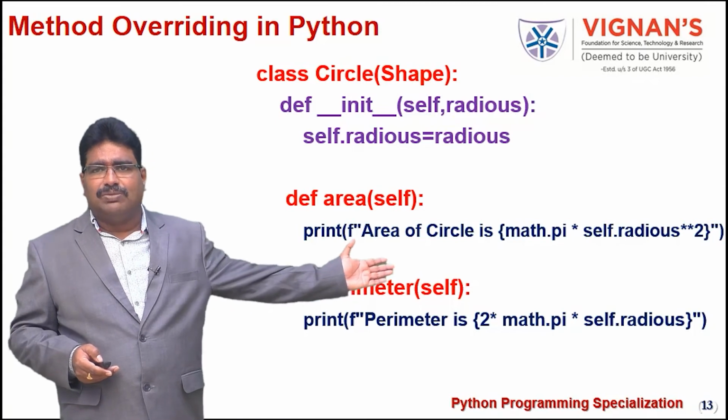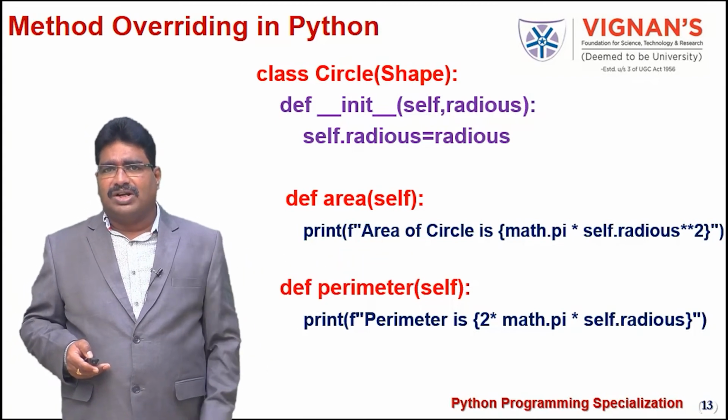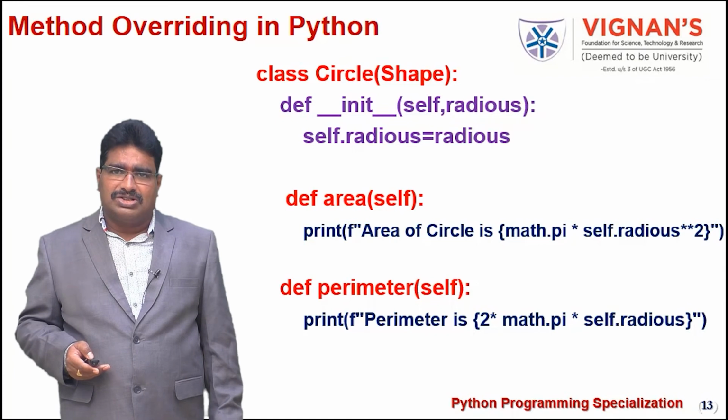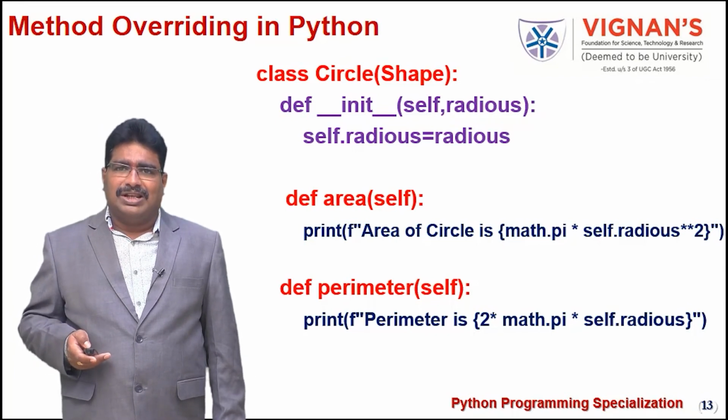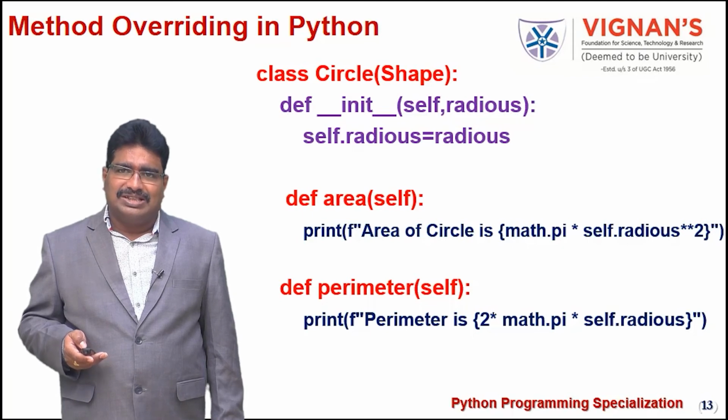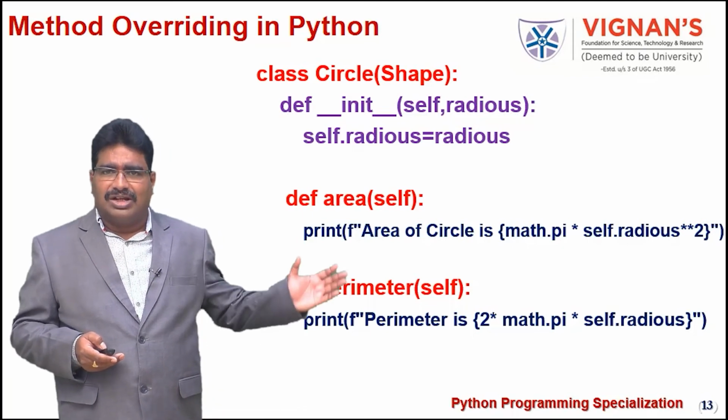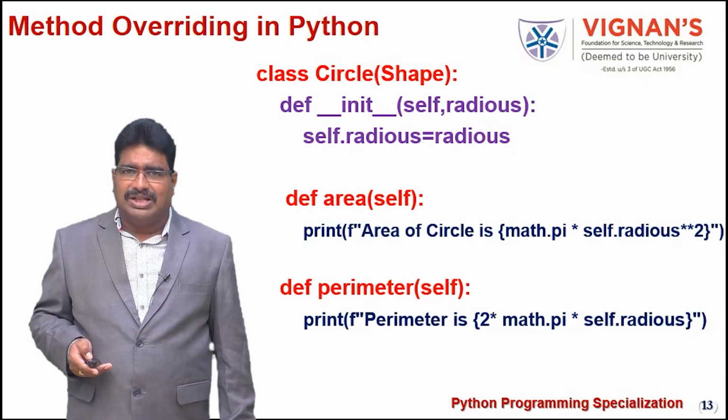For that reason, 2 into math.pi into self.radius. So whichever object we pass for the perimeter, it simply displays that particular circle object's perimeter, because it simply takes the radius of the particular object and calculates the perimeter, and that information is displayed on the screen.